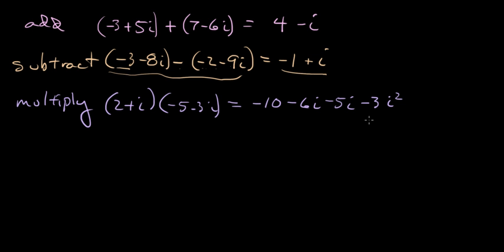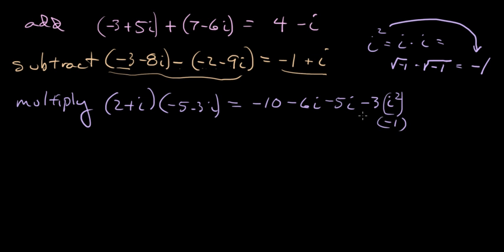Now this is where we get a little funky here, because i squared is equal to i times i. Well, what does that equal? That's the square root of negative 1 times the square root of negative 1. What does that equal? Negative 1. So i squared is equal to negative 1. So we have negative 1 times negative 3. And what's a negative 3 times a negative 1? That's a positive 3, of course. And so we can simplify this. Negative 10 plus 3 is negative 7. And then negative 6i minus 5i is negative 11i, because 6 and 5 make 11. So this is simplified, and this is in standard form.